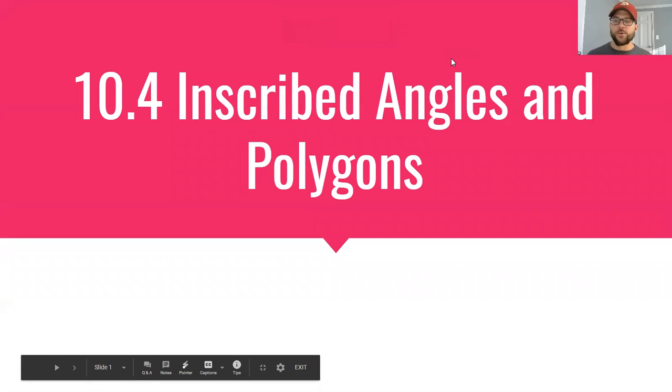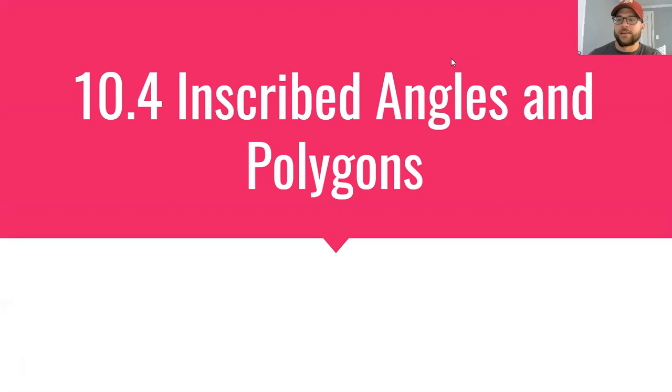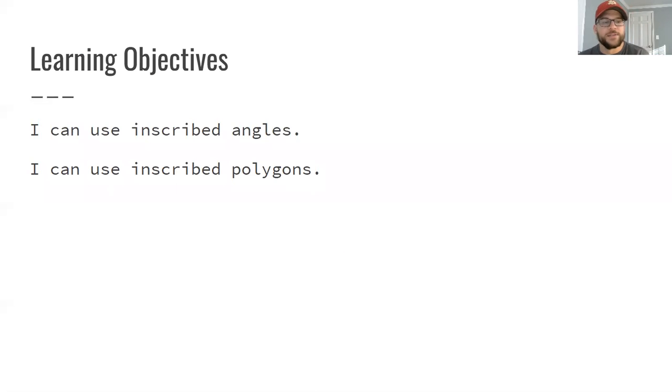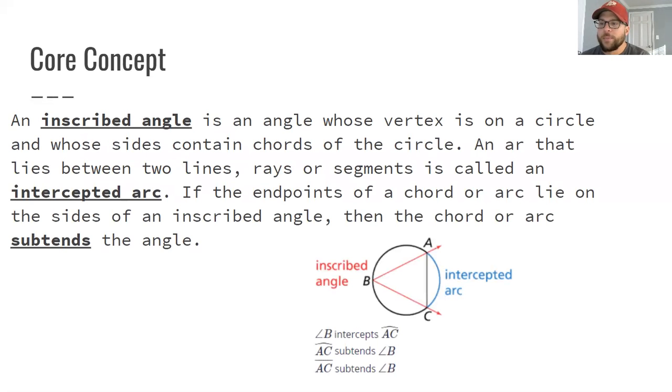All right, this video tutorial is on the 10.4 Big Ideas Geometry section, inscribed angles and polygons. The main two objectives are to use both inscribed angles and polygons within circles. The main thing to talk about with an inscribed angle is that it's different from a central angle because an inscribed angle has to have its vertex on the circle. When we talked about central angles in the last section, the vertex was at the center.